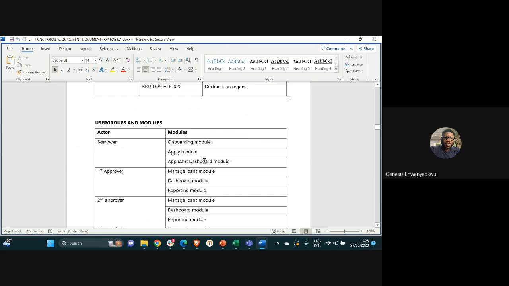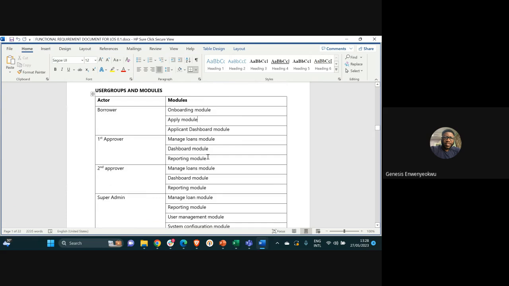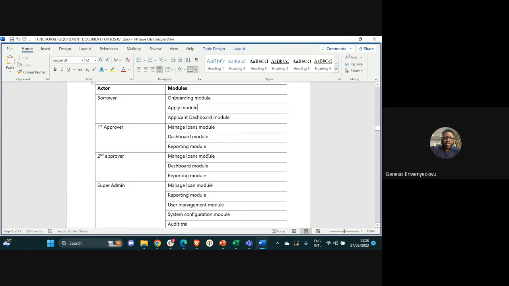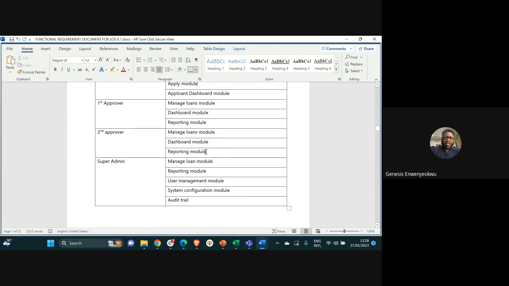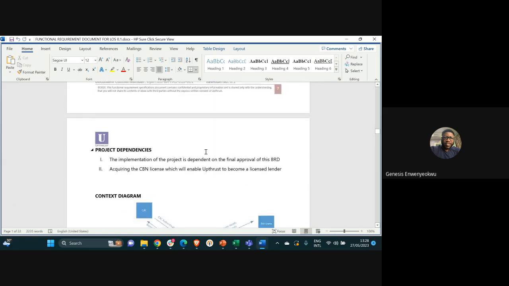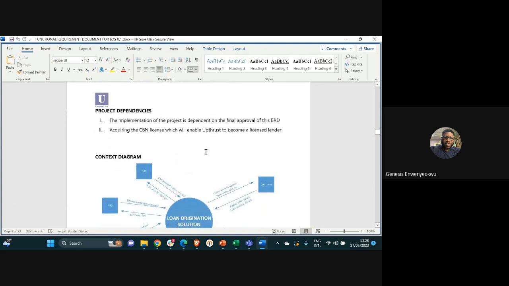Now, you go over to look at your various user groups. Which features or modules are they going to be using on the solution? The borrowers will be using the onboarding module, the apply module, and the dashboard module for applicants. While the approvers will be using the loan management module, dashboard module, and reporting module. Your super admin will be using the loan management module, reporting module, user management, system configuration, and the audit trail module. Then you talk about dependencies for the project.